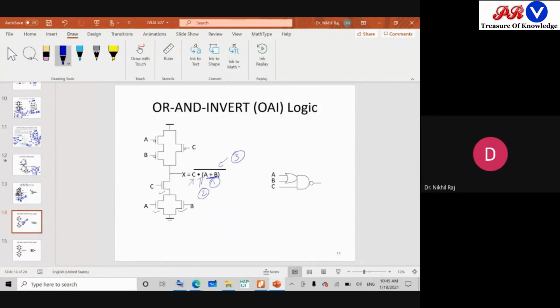So which is the critical transistor here? This is the C part. So C is critical, so I have placed it near the output, and the maximum number of transistors are placed near the ground. Okay. However, the counterpart of this one is also true. In the other form, I can draw it like this also.